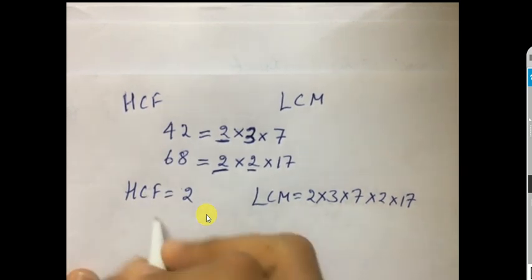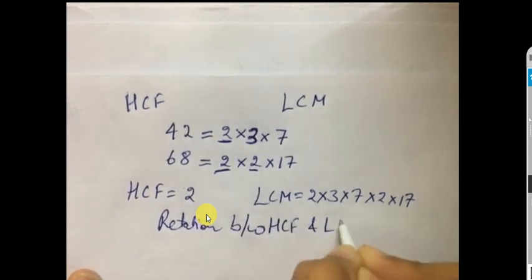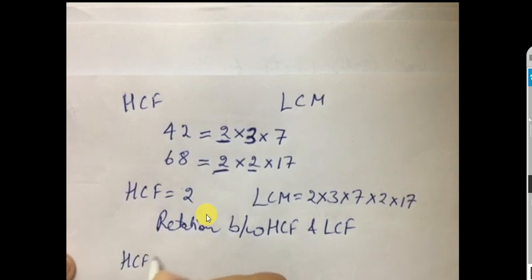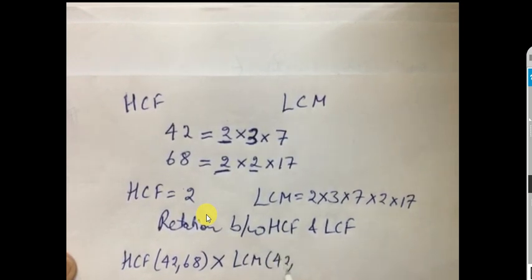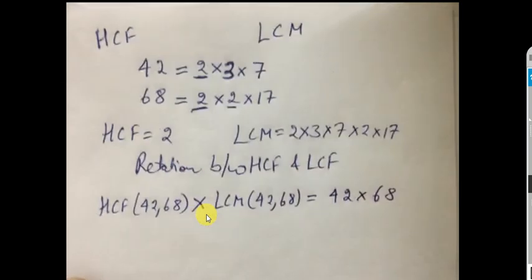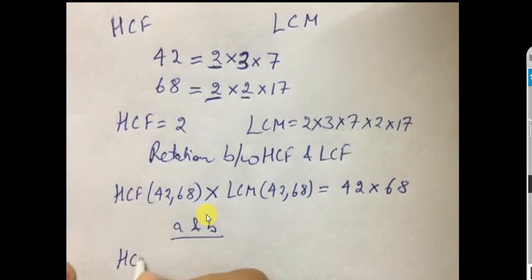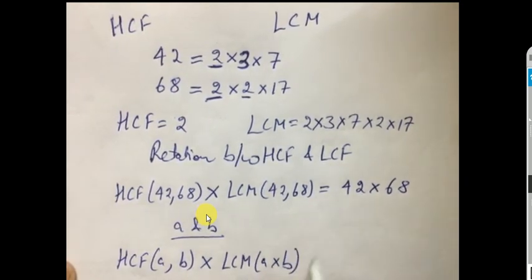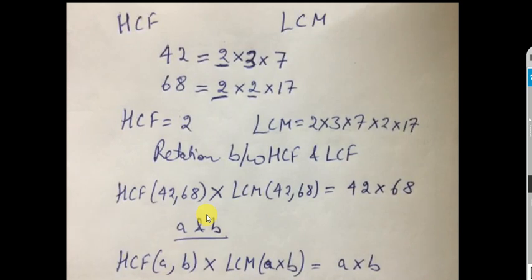Now what is the relation between HCF and LCM? If there are two numbers, let's say 42 and 68, then HCF of 42 comma 68 into LCM of 42 comma 68 will be equal to 42 into 68. That means for any two numbers A and B, the product of their HCF and LCM is equal to the product of both the numbers. Now using this we will be solving the questions of your exercise.